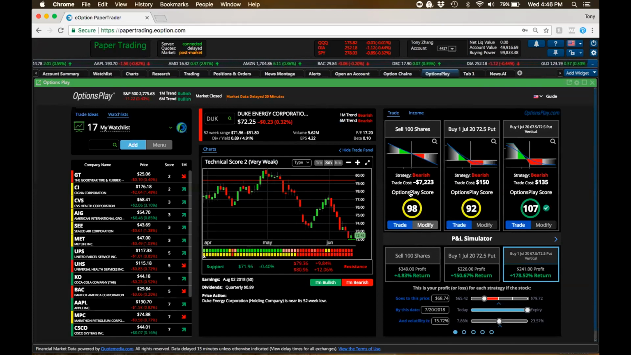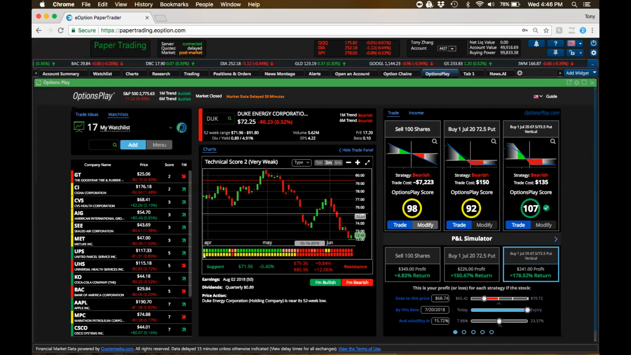So now I can either short the stock here on the right-hand side, I can buy a put strategy, or I can buy this put vertical. So let's focus on just the put because we're talking about basic strategies. So traditionally, if you were bearish on the stock, the only choice you would have is to short the stock if you could only trade stocks. However, now let's take a look at what happens if you bought a put option instead of shorting the stock. So let's take a look.